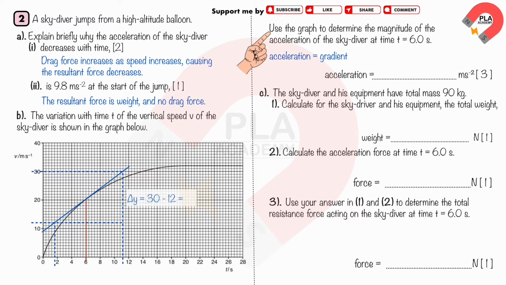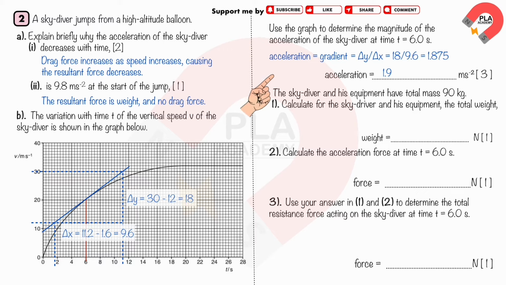Delta y equals 30 minus 12, which is equal to 18, like this. Delta x equals 11.2 minus 1.6, which is equal to 9.6, like this. We calculate the gradient equals 18 over 9.6. We get the acceleration equals 1.9 meters per second squared for two significant figures. You get marks if the acceleration is in the range 1.7 to 2.1 meters per second squared.